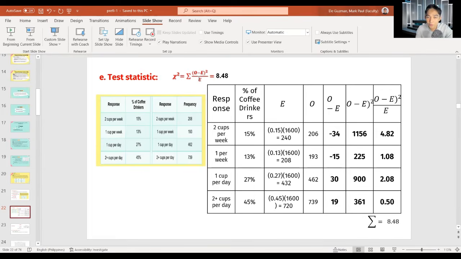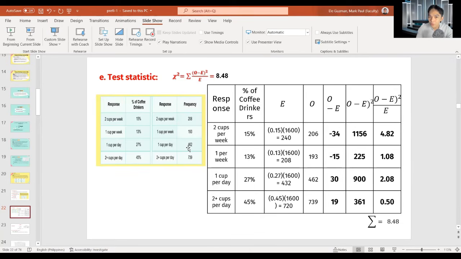Now, according to our formula, O minus E. O, saan natin makukuha si O? Sabi natin kanina, ang ating observed frequency, ito yung mga nakuha nating actual data from our experiment. So, ito yung frequency natin dito. So, 206 minus 240, we have negative 34. Next, observe natin dito is 193 minus 208. That's why we have negative 15.